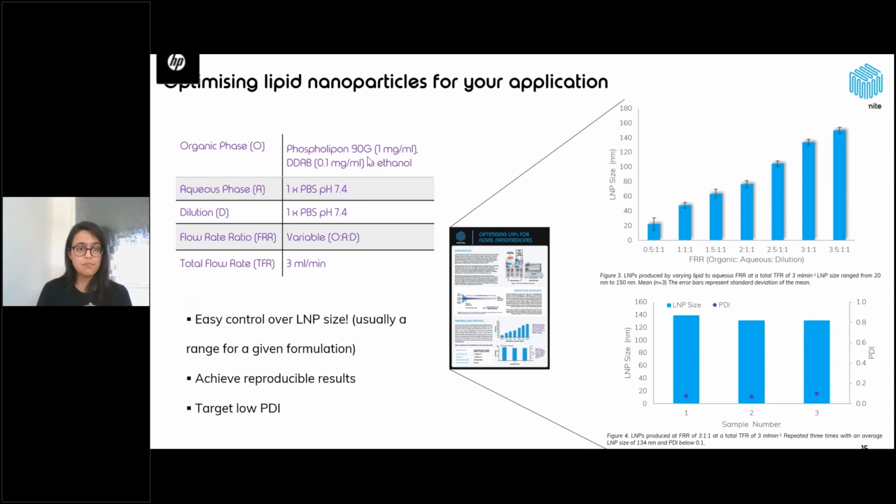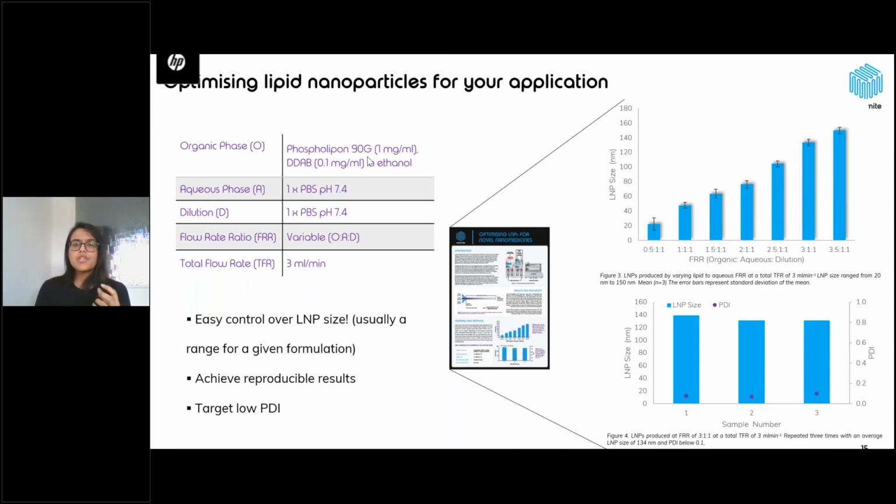So this is buffer again. And then it's the flow rate ratio, which I decided I was going to vary across my different experiments. And the total flow rate I decided to fix. So here what I was testing is the effect of the flow rate ratio on the final lipid nanoparticle size.